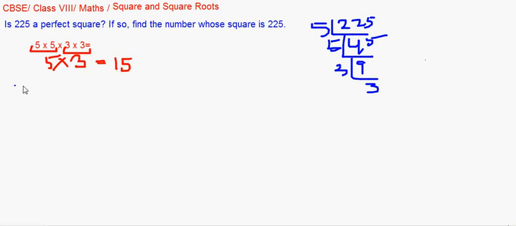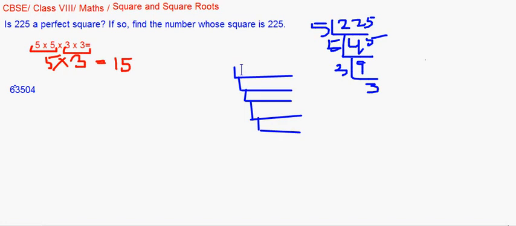In the next one we have to check if 63504 is a perfect square or not, and also whose square is 63504. Now let us again express it as a product of prime factors. I'm just quickly making this table so that it's easy for us. 63504 is divisible by 2.